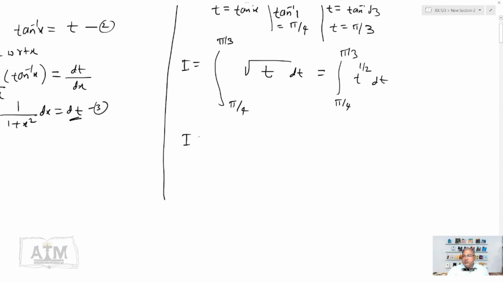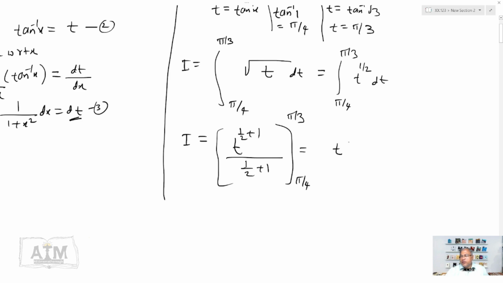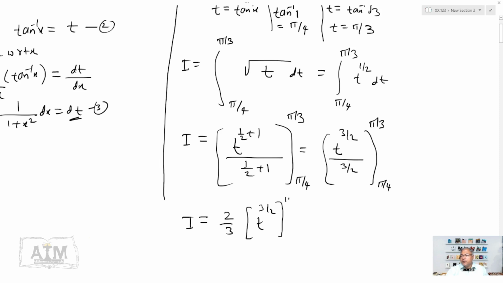So I equals integration of t raised to 1 by 2, which is t raised to 1 by 2 plus 1 upon 1 by 2 plus 1. Here is a box, and here is pi by 4 and pi by 3. So that is t raised to 3 upon 2 divided by 3 upon 2, with limits pi by 4 and pi by 3. Therefore I equals 2 by 3 taken outside, and t raised to 3 by 2 with limits pi by 4 to pi by 3.